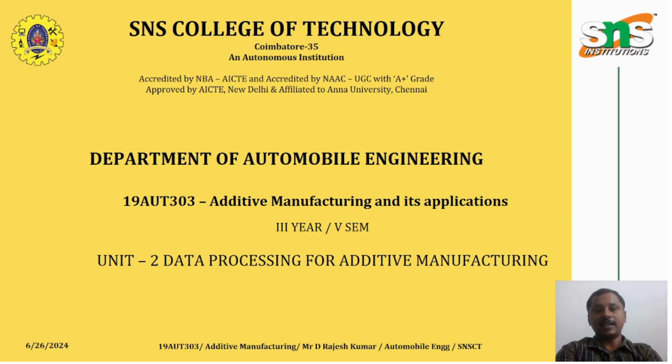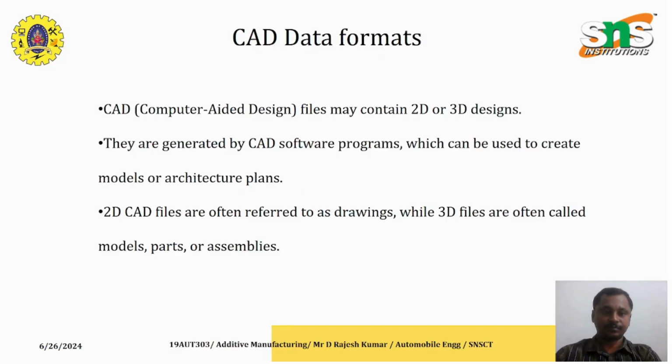So here the data is processed: a CAD model is converted into an STL file, and then the STL file is loaded in the machine. The machine starts reading the STL file, and then it builds the product layer by layer. That is how the process works. Let us see in the upcoming slides.